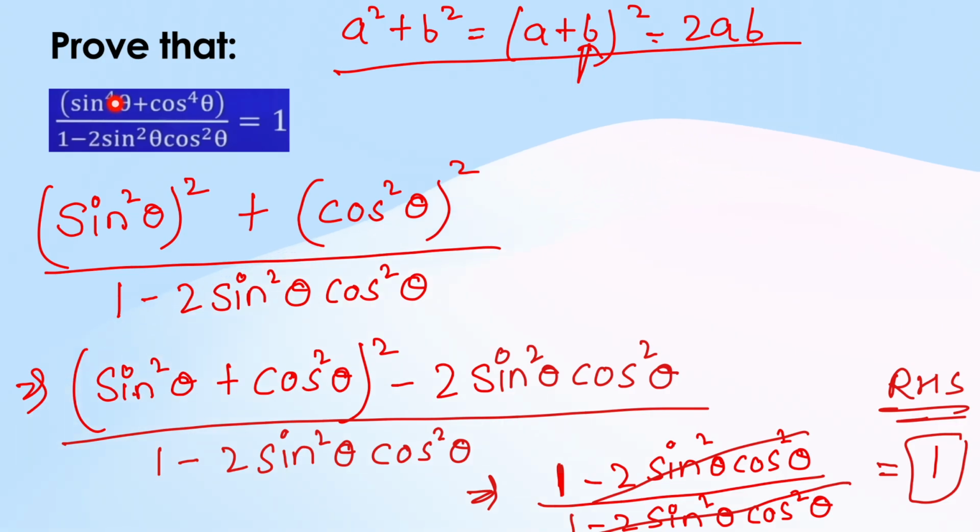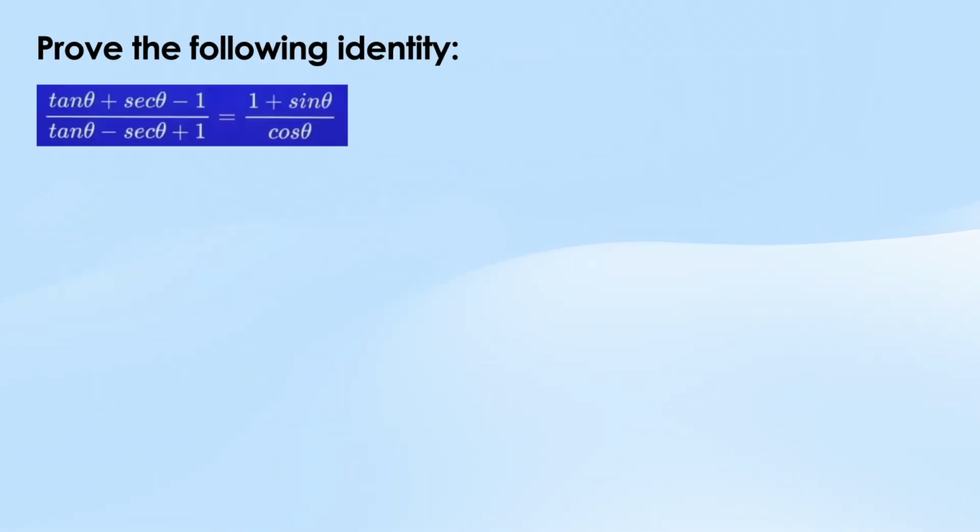The point was sin 4 theta plus cos 4 theta. You should convert it into sin square theta the whole square and cos square theta the whole square. Right? Then it will become a square plus b square. So a square plus b square is (a plus b) the whole square minus 2ab. Hope it is clear. Coming back to the next question.